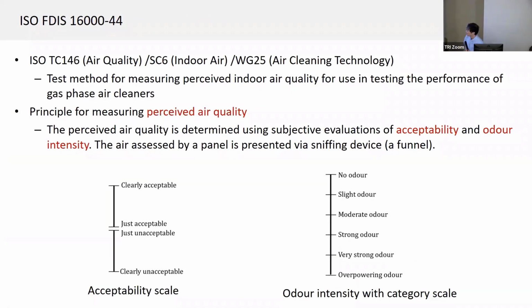The principles of measuring perceived air quality are shown here. The perceived air quality, which means the smell of air, is determined using subjective evaluation of acceptability and odor intensity. The air assessed by a panel is presented via a sniffing device, a funnel-type sniffing device. The left-hand side of the figure shows the acceptability scale from clearly unacceptable to clearly acceptable, and the panel checks like this after one sniffing. And the odor intensity scale, a category scale, is shown here from no odor to overpowering odor. The panel checks like this after one sniffing of the indoor air.